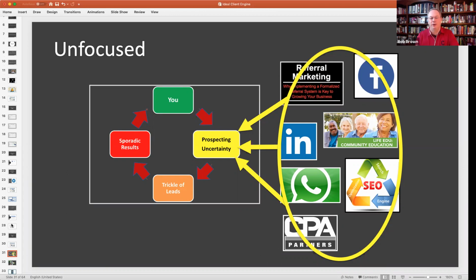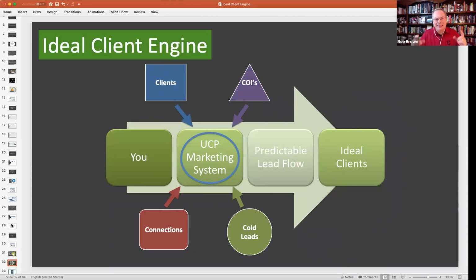Every quarter, every year, every 6 months, you're trying to get your arms around this. But when you have an ideal client engine, when you really work through these shifts, it becomes a much more straightforward process that you don't have to reinvent every few months or every few years. You can stay at it month after month, quarter after quarter, year after year. This is what a focused, ideal client engine looks like.